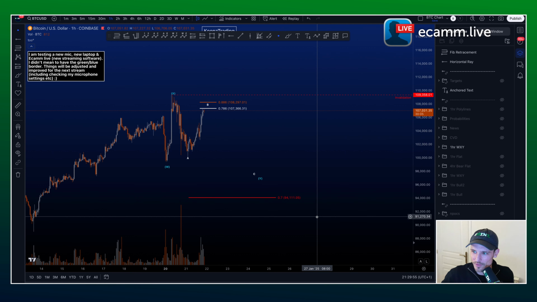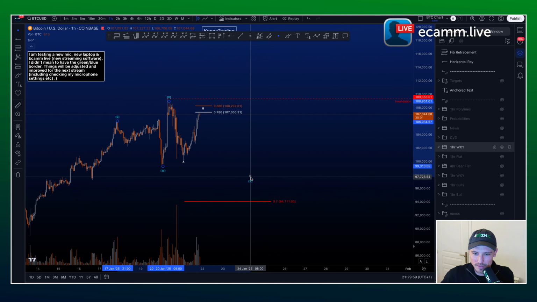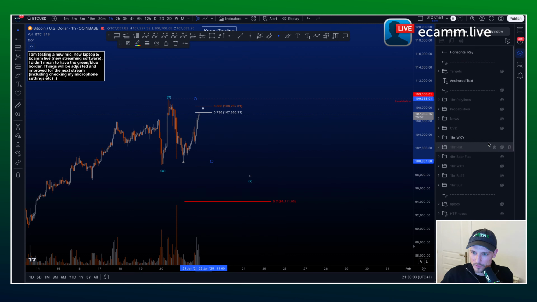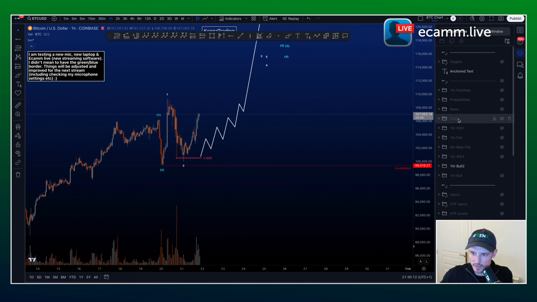If the daily candle closes, it's a very bullish candle. It's a green candle. But okay, so we have a bearish scenario, right? And your bullish is basically this.